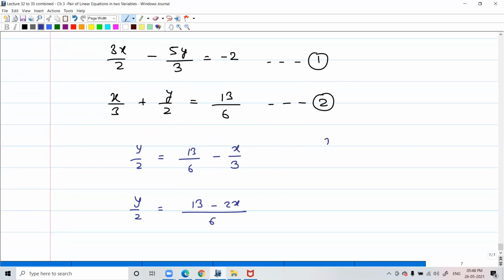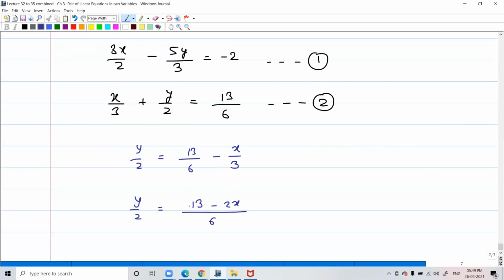If it was multiplied like this, x by 3 into y by 2, then if you send it to the other side, x will go down and 3 will go up. Then it will be reciprocal. Is it clear? You understand the difference? Yes, sir. So that's what you are asking, right?